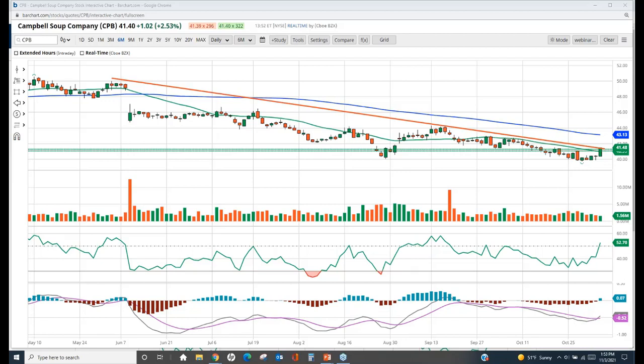Do you prefer the EMA versus the SMA? Again, I want to be more sensitive to current price action, so that's why we would use the EMA, and that's how the page is designed. So that's why we would use the EMA.